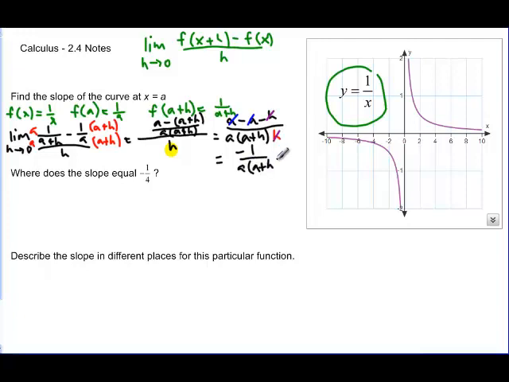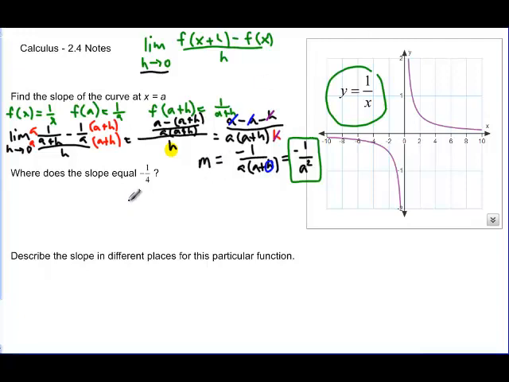And remember that we're looking at the limit as h goes to 0. Well, I can now substitute a 0 into h, and this becomes negative 1 over a squared. Okay? So what's the slope of the curve at any point? It's this guy right here, at any point. And that is equal to m. That's your slope. So if the question is, where does the slope equal negative 1/4?